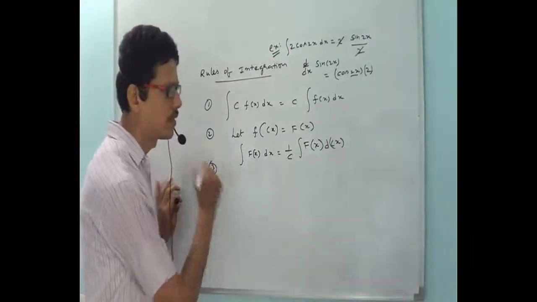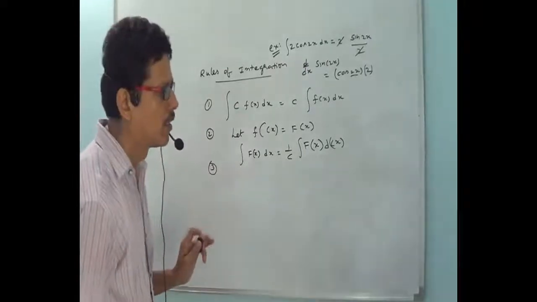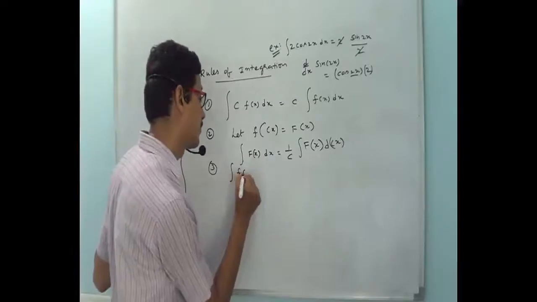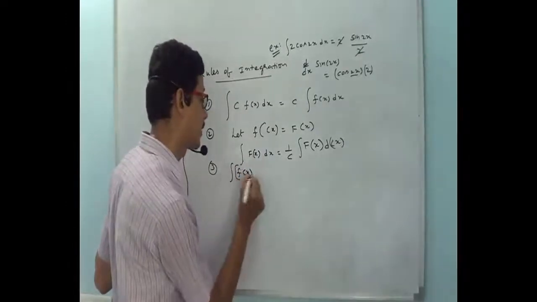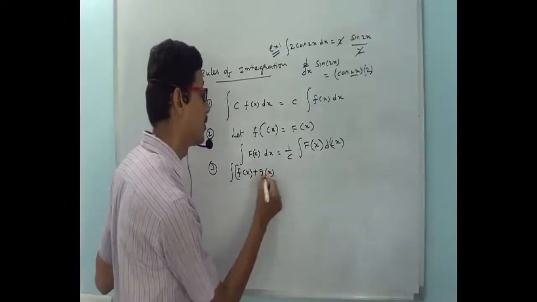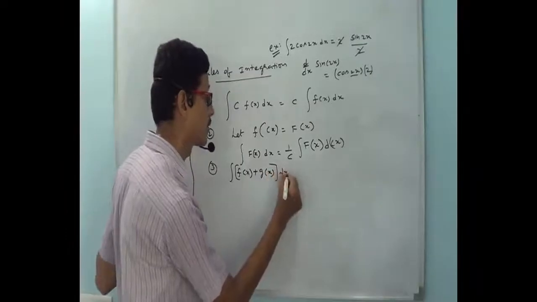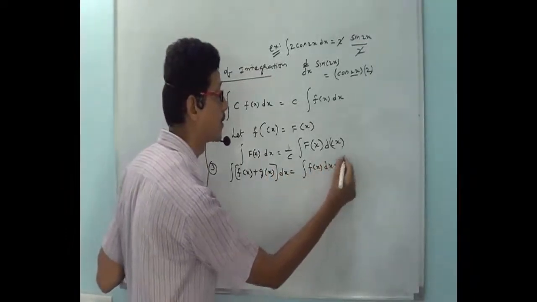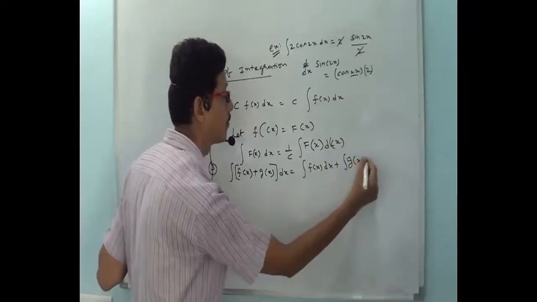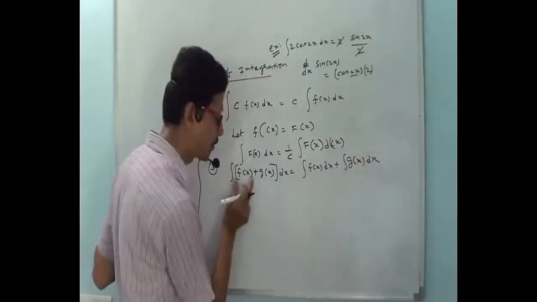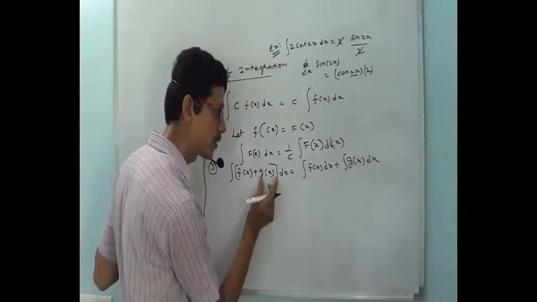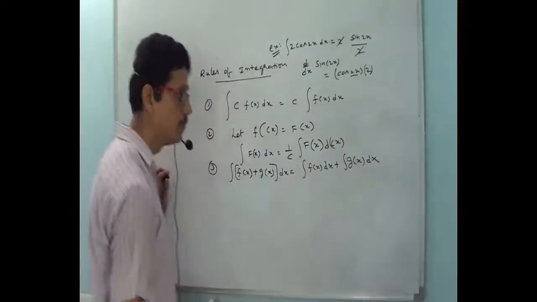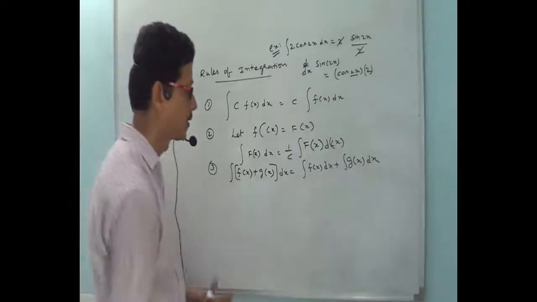Next, third rule is there. Integral of f of x plus g of x, there are two functions like this. Integral f of x dx plus integral g of x dx. This function you integrate separately, and this function you integrate separately and then add. This is the third rule.